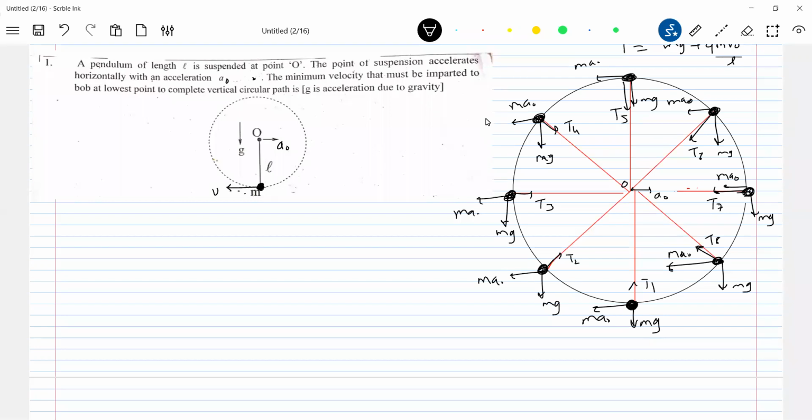And at several points, it will have velocity. So how can you write the velocity here? We have imparted velocity u. Here it will have v2, v3, v4. Now, with respect to which frame are we discussing? With respect to O. v6, v7, v8.